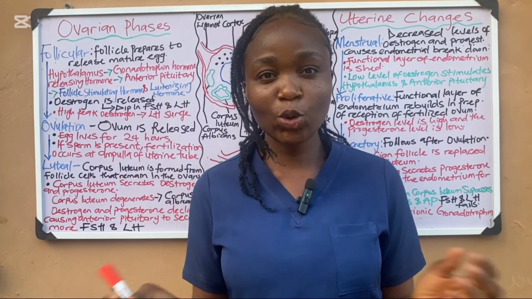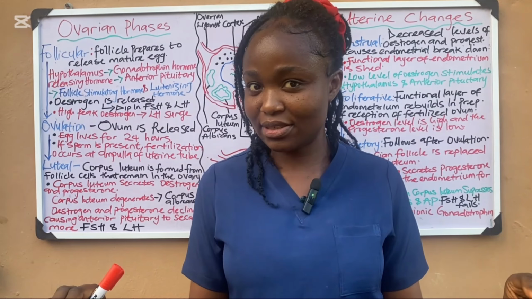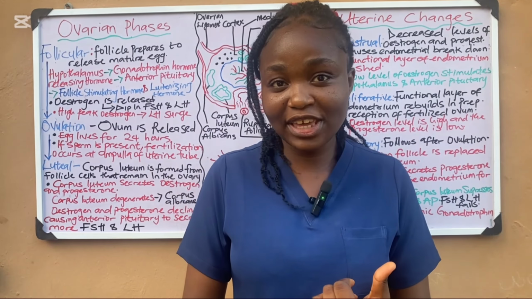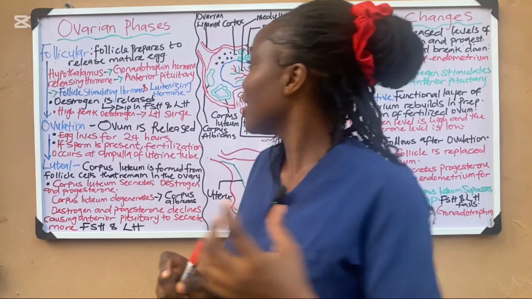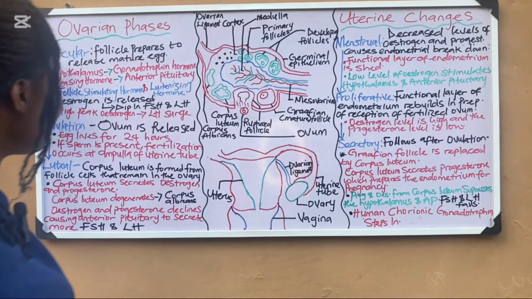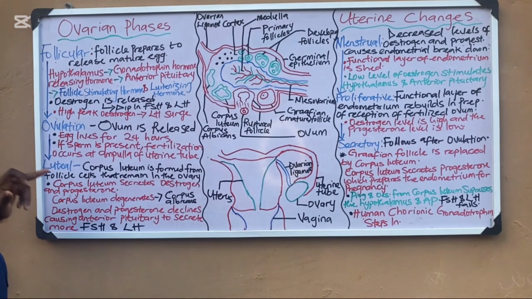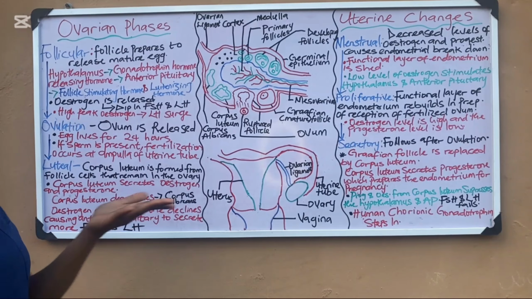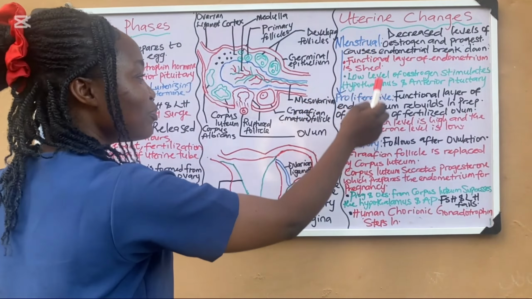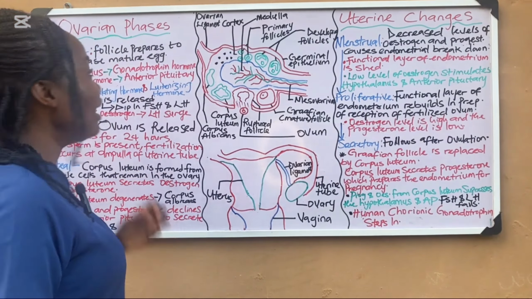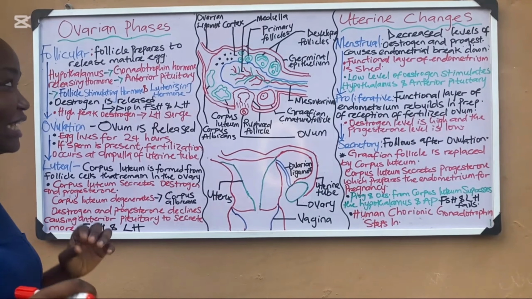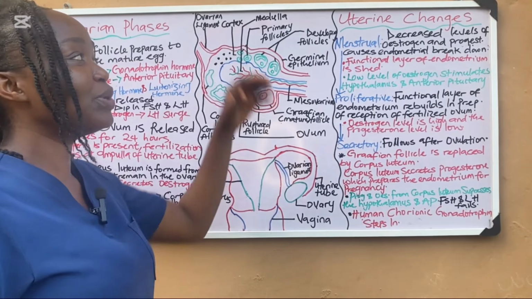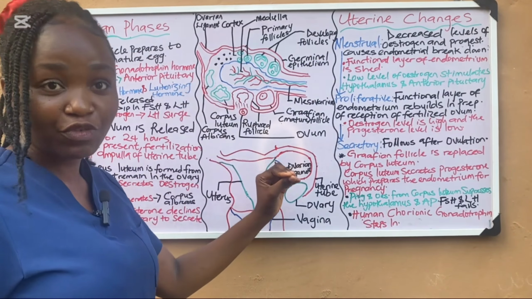So the menstrual cycle is divided into two phases. We have the ovarian phase and the uterine phase, also known as the uterine stage. In the ovarian phase, we have the follicular, the ovulation phase, and the luteal phase. Same thing with the uterine phase. We have the menstrual, the proliferative, and the secretory. Before we begin, I would like you to note that the follicular phase will overlap with the menstrual phase and the proliferative phase.